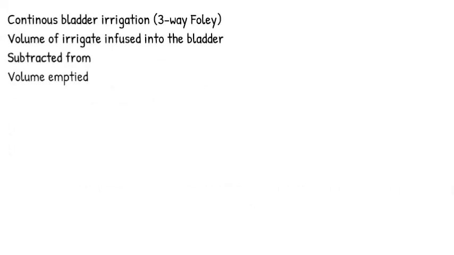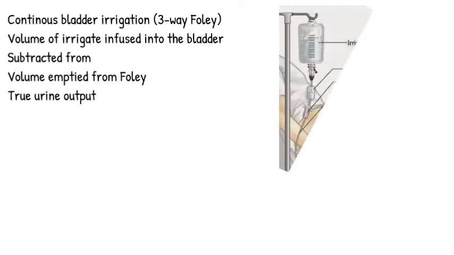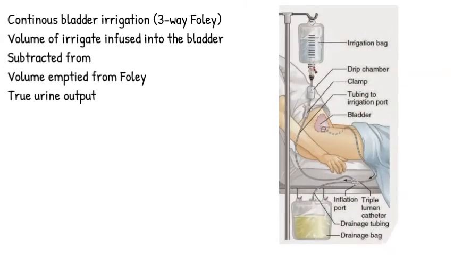So continuous bladder irrigation is a 3-way Foley. A volume of irrigant is infused into the bladder. You subtract that from the volume emptied from the Foley, and that gives you your true urine output.